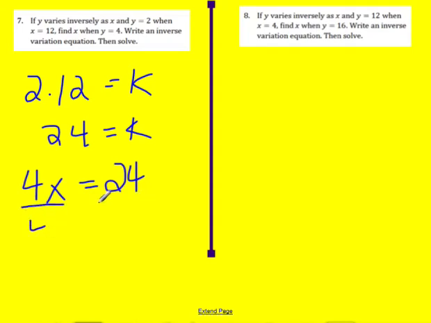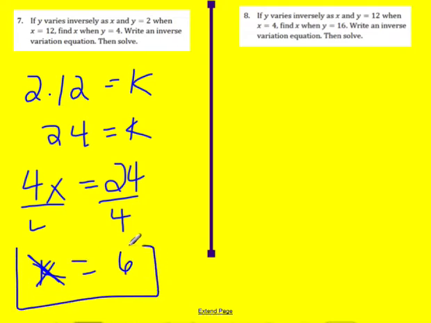Divide both sides by 4, and we get that k, or x, where did I get k from? x is equal to 6. So then we get that x is equal to 6 for number 7. Let's take a look at number 8.